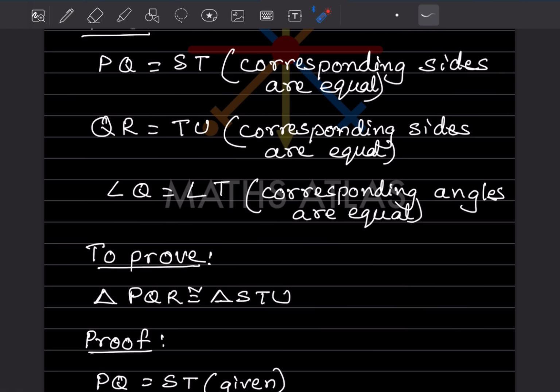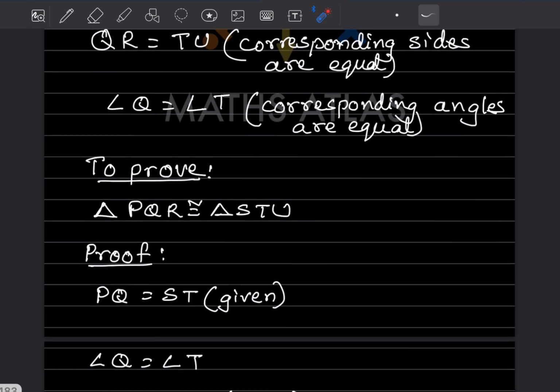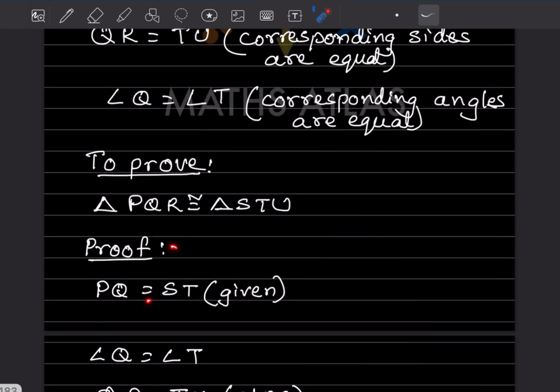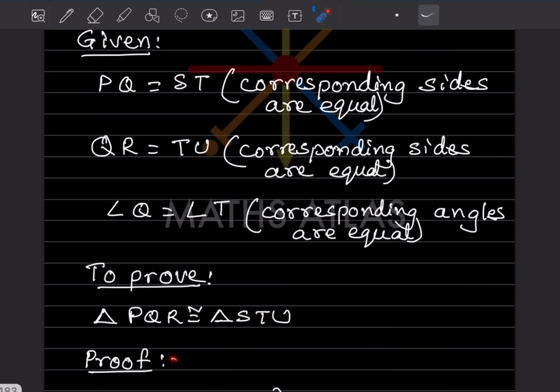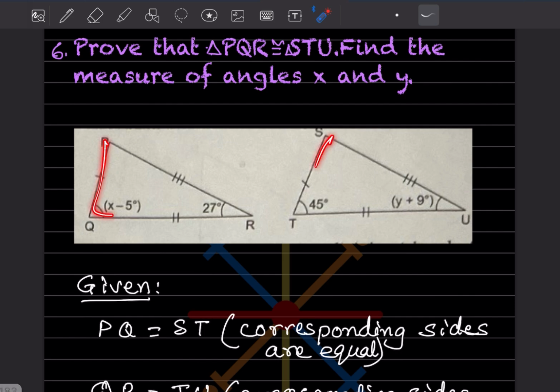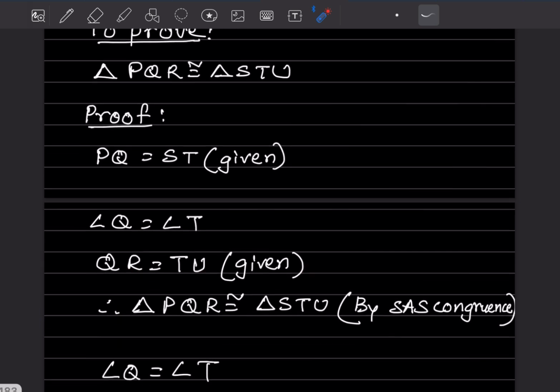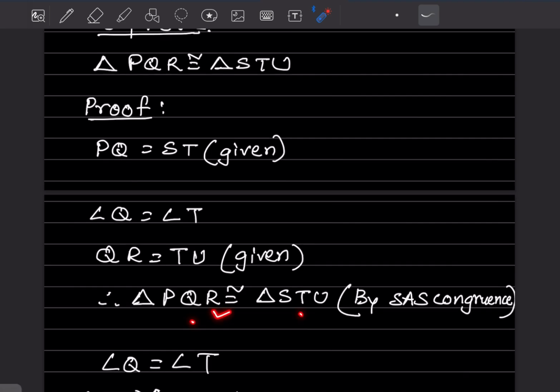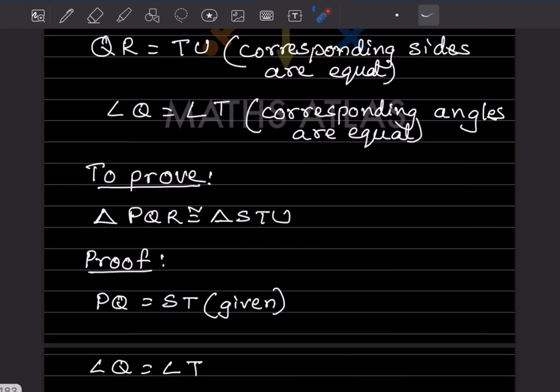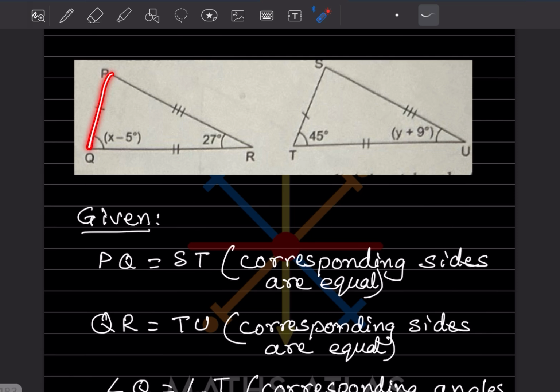So now let us start to prove. First let us prove this one: triangle PQR is congruent to triangle STU. We will start with the proof, that is PQ is equal to ST, which is given. Then angle Q is equal to angle T. The side QR is equal to TU, which is also given, that we have seen. Therefore, we can say triangle PQR is congruent to triangle STU by what? Because now you can see this is side, then angle, and then side.